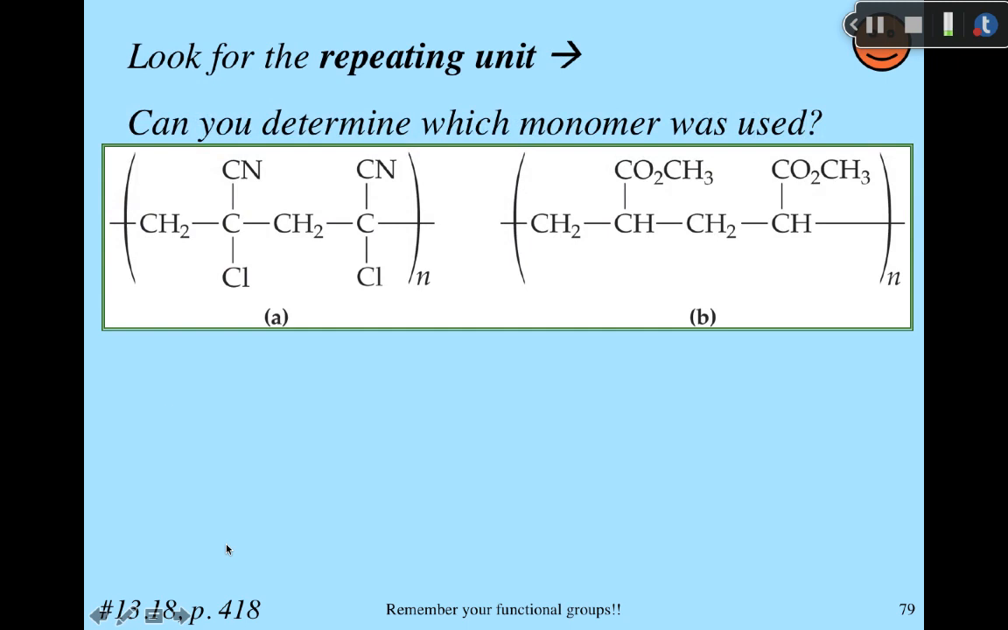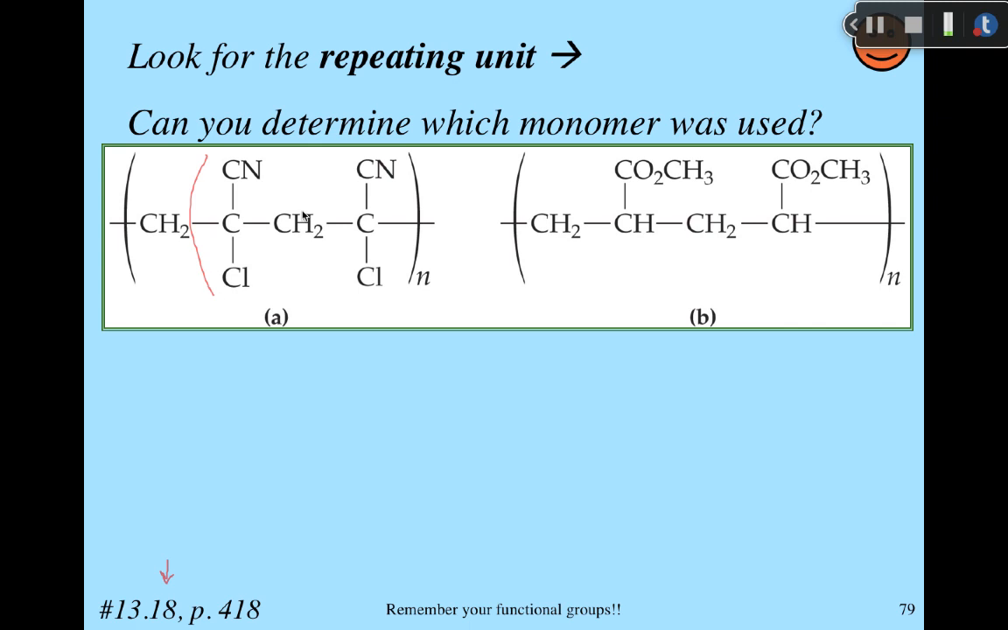So in each of these problems, the thing to do is look for the repeating unit, and then you can decide what monomer was used to get there. The compound on the left, these are from your book, of course. We don't have to know anything about its name, but the simplest repeating unit gives us a way to figure out what the monomer would be.